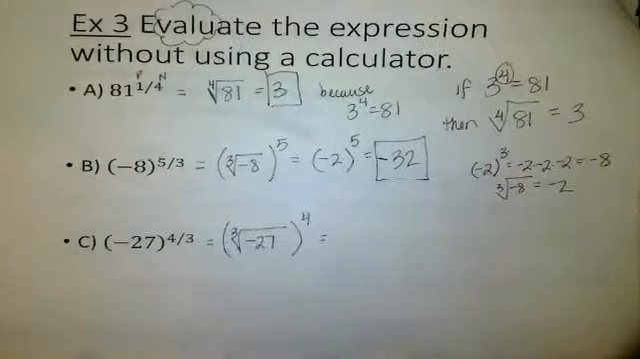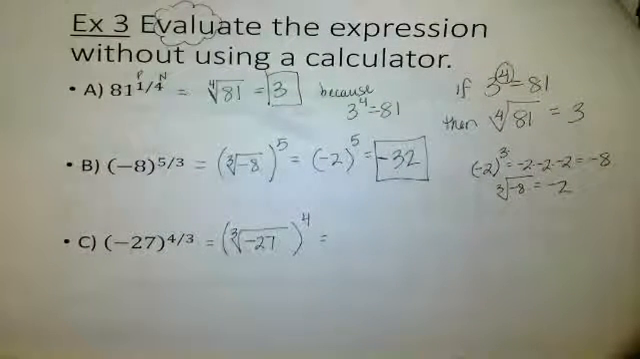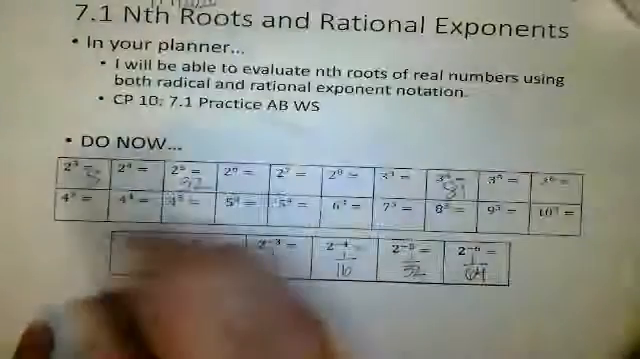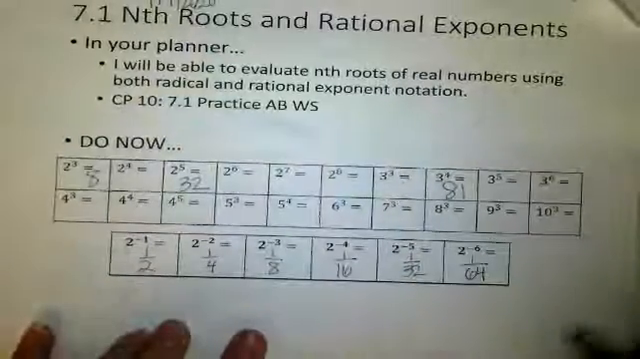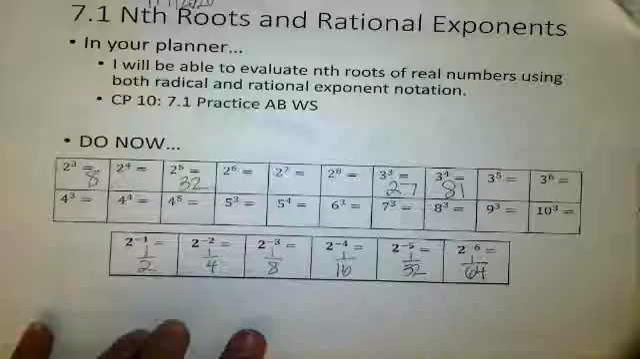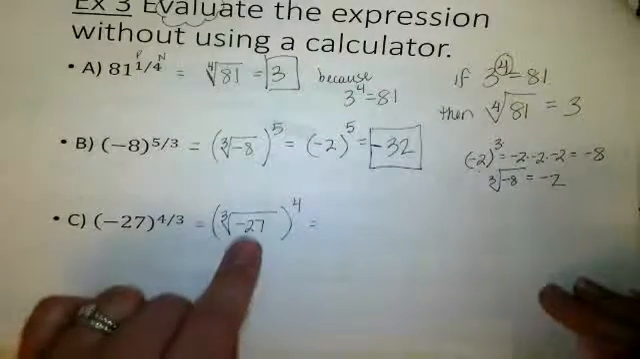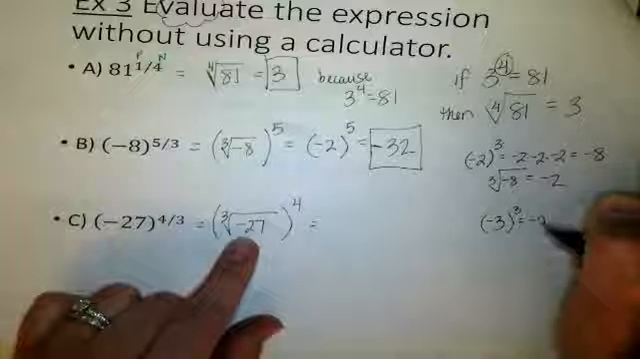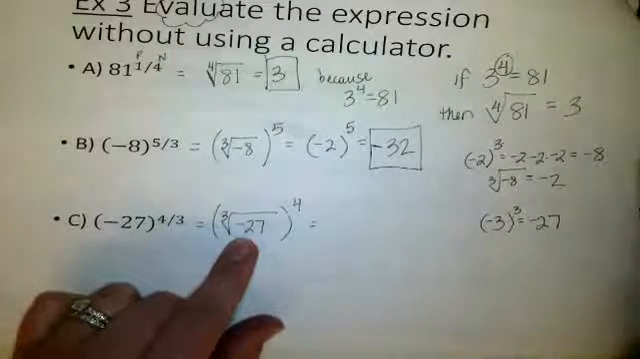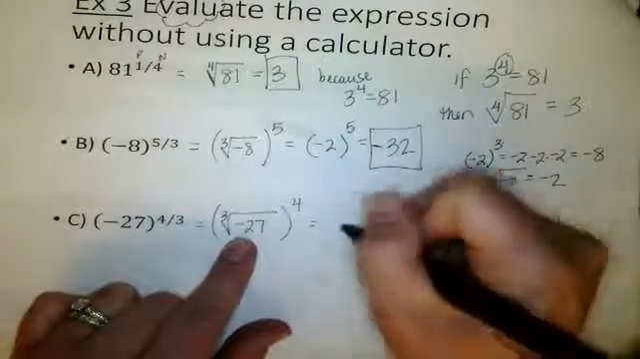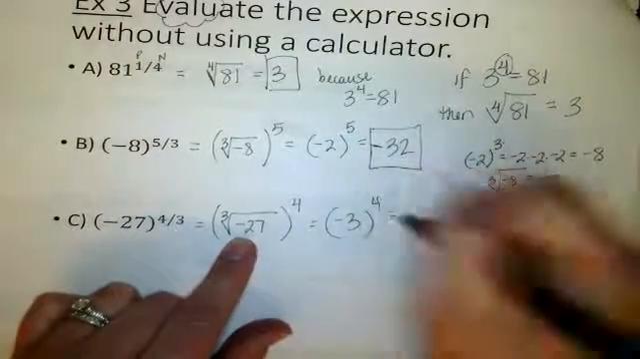So this is the cubed root of negative 27. So I don't have any negatives on our sheet, but where do we see the number 27? 3 cubed, huh? 3 cubed is 27? Okay. So how do we get negative 27? Negative 3 cubed is negative 27. Very good. Which means the cube root of negative 27 equals negative 3. Good. So negative 3 to the 4th power.